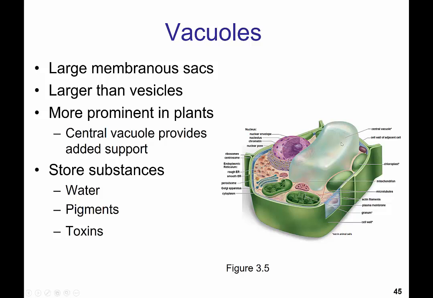Whenever you see plants that are wilted, it's lost some water. Whenever they perk back up, the vacuole is able to store water.